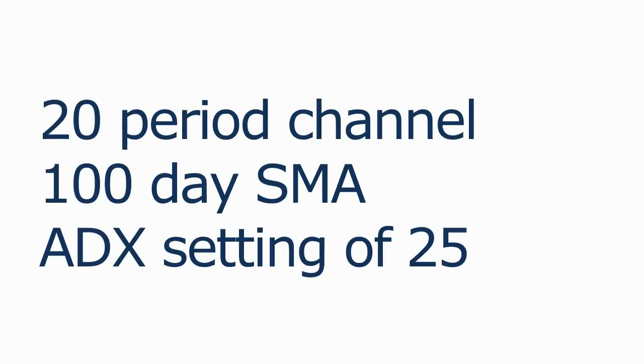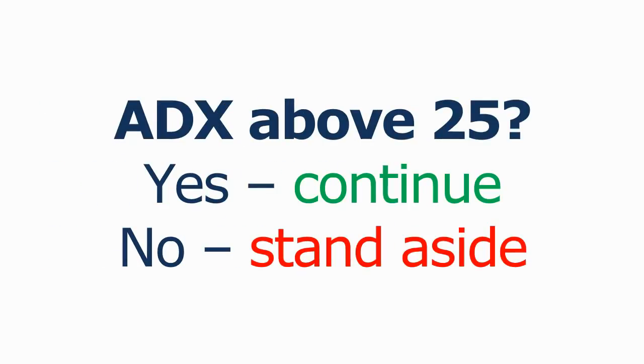We're going to use the following: a 20-period Donchian channel, the 100-day simple moving average for a trend filter, and the ADX set at 25. Here are the basic rules. Is the ADX above 25? If yes, we continue. If no, we ignore the chart.